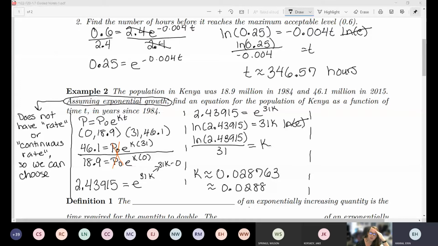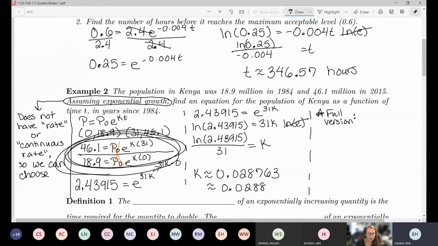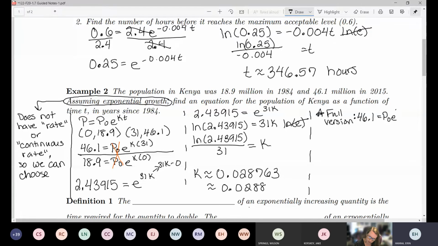So the last thing we need is our p naught. Now this is where I am going to take a bit of the shortcut. I will remind you how to do it if you don't have the shortcut. So in a full version, if you don't have the shortcut, what you then have to do is go back to one of your 2 equations at the very beginning. Pick whichever one makes you happier. I'm just going to choose the 46.1 one. And you essentially plug in.